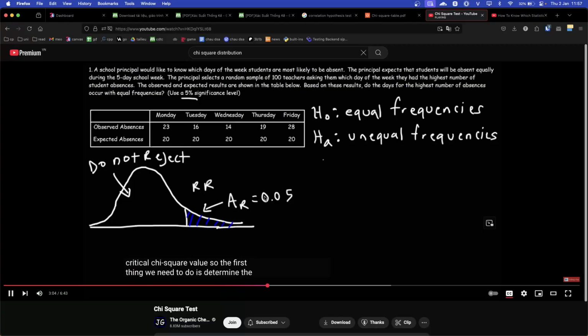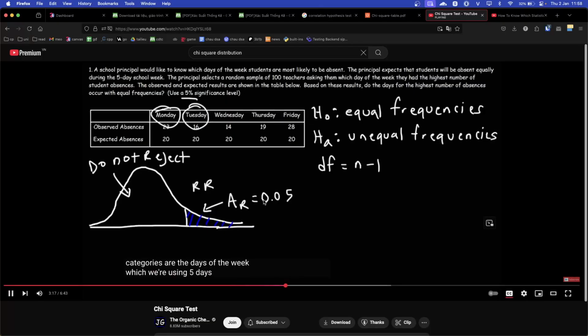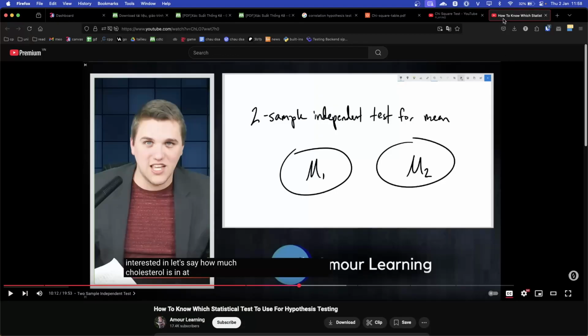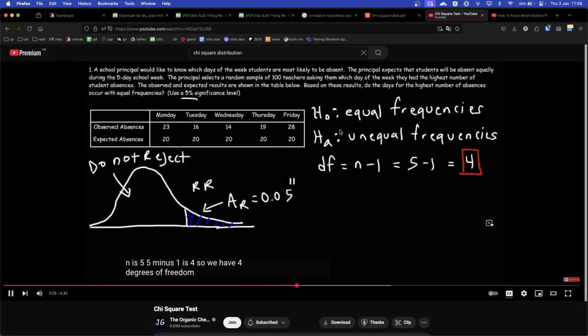First thing we need to do is determine the number of degrees of freedom, which is equal to n minus 1. N is the number of categories our data is placed in. So the categories are the days of the week, which we're using 5 days of the week. So n is 5. 5 minus 1 is 4. So we have 4 degrees of freedom.